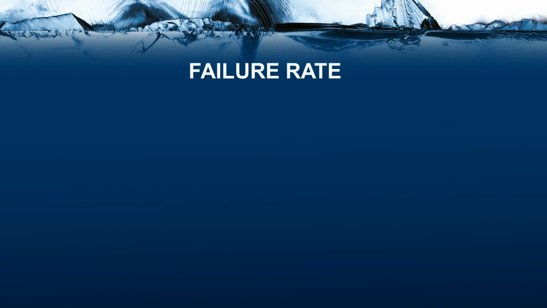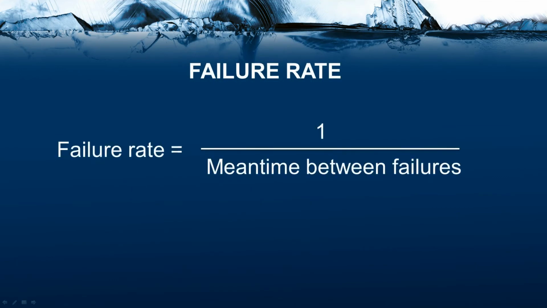Let's look at what failure rate is. That's the most common description of failure in day-to-day work. Failure rate is defined as 1 divided by the mean time between failures. So there is an inverse relationship between failure rate and mean time between failures. The higher the failure rate, the lower the mean time between failures.